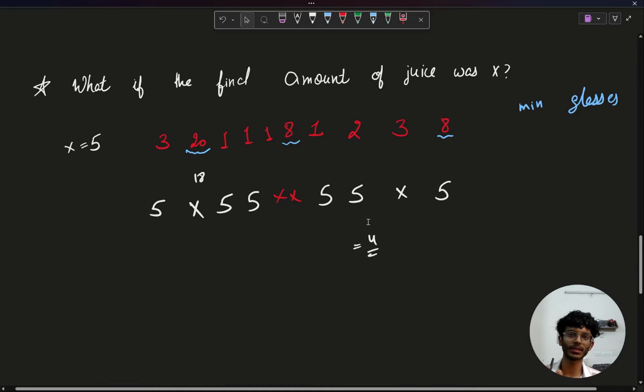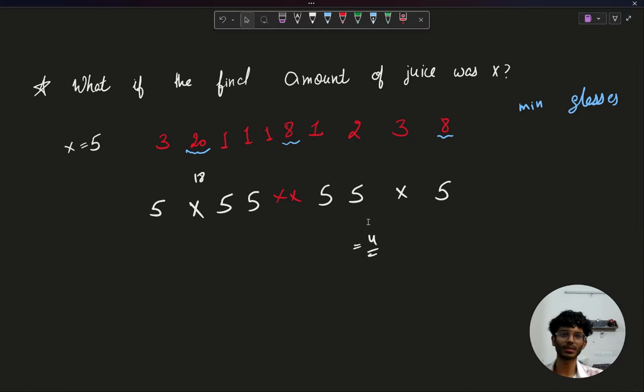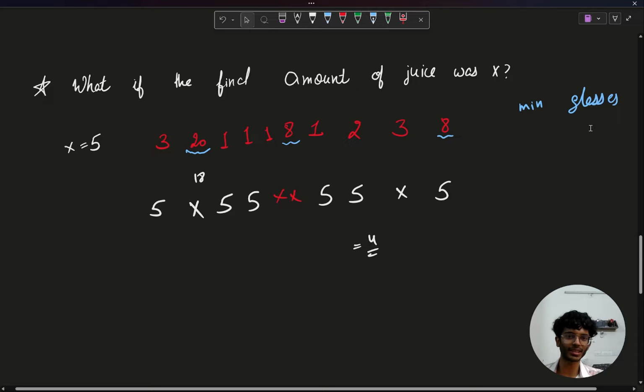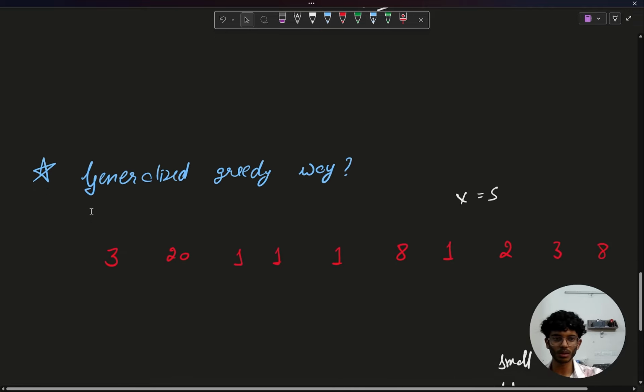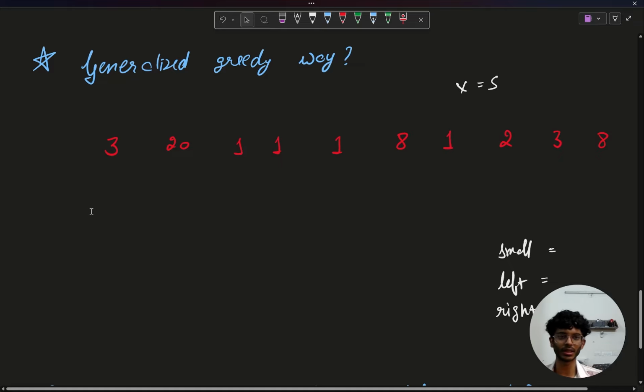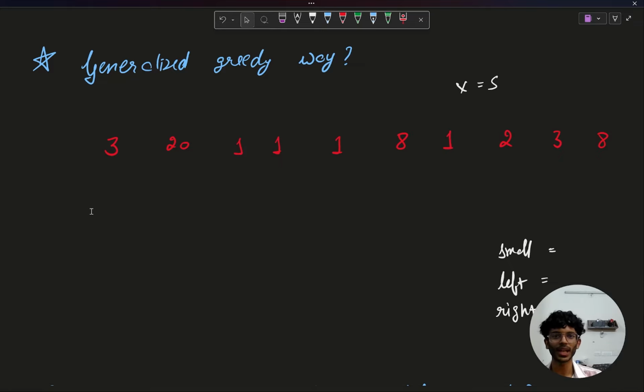Now, this is a general idea of some greedy approach we can use to get the minimum number of glasses we need to remove for some x. But now, what is a generalized way of this greedy, right? So I'll just generalize it with a few terms to see how we can actually implement this greedy. And as of now, I hope the intuition about the greedy is fine, like how or why it's really working. So let's start with this.